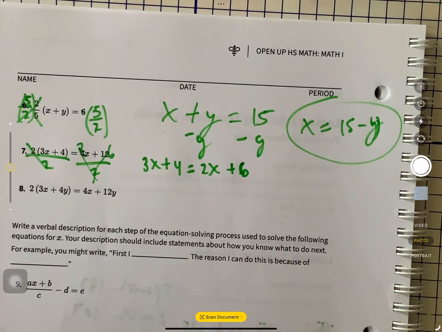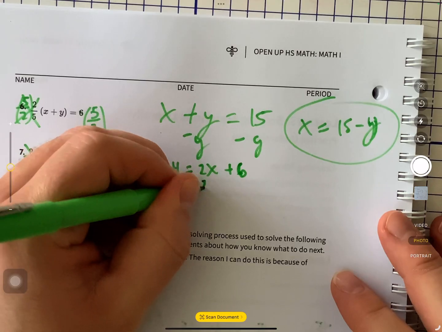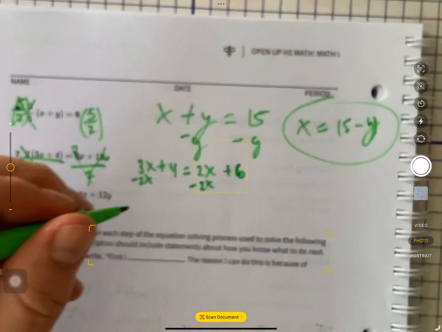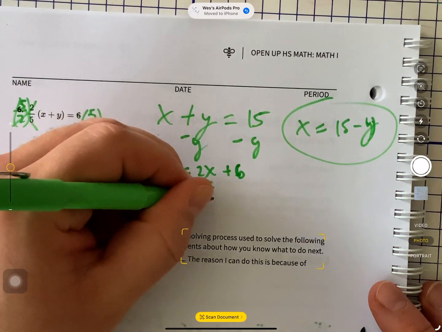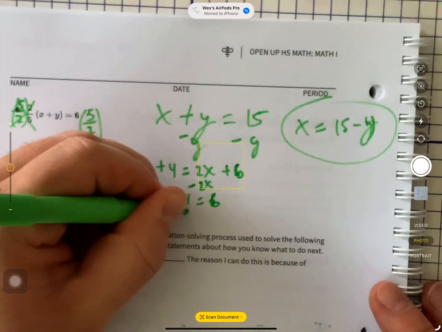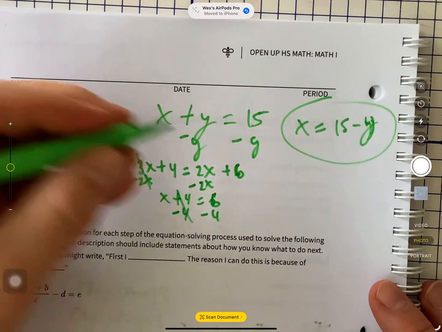Now I can solve this like a traditional solve for x problem, like minus 2x on both sides. X plus 4 equals 6. Now minus 4 on both sides. And you get x equals 2.